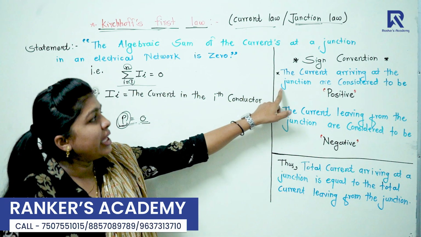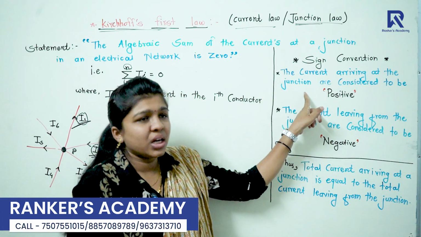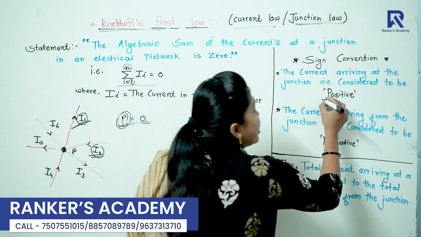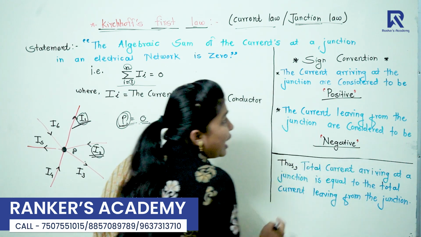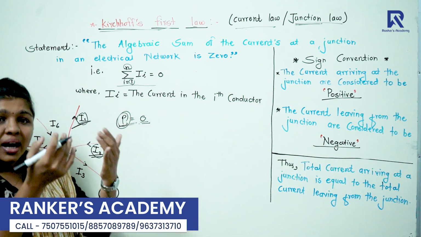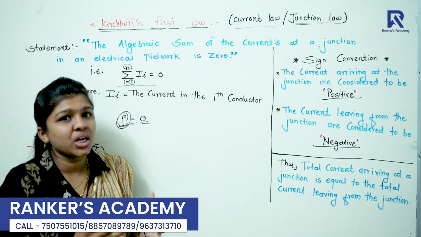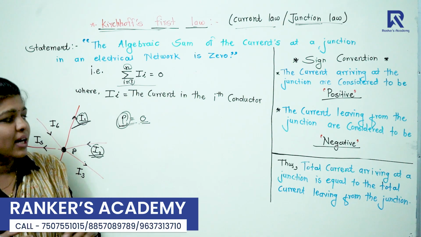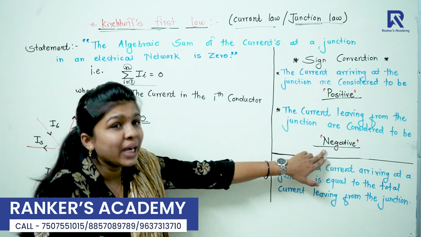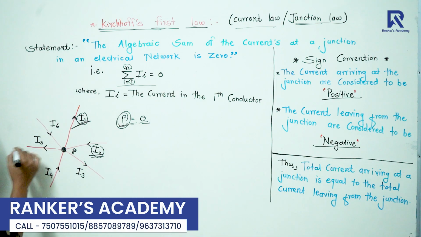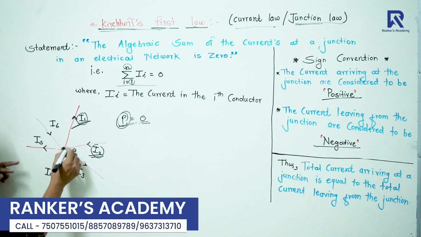The first rule: current arriving at a junction, you have to consider it positive. Current leaving from the junction, we have to consider it negative. If the current is coming towards us, that is, towards the junction, then consider it positive, and if it is going out from the junction, then consider it negative. See, so now we will write the mathematical equation.